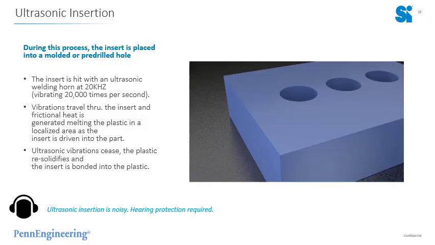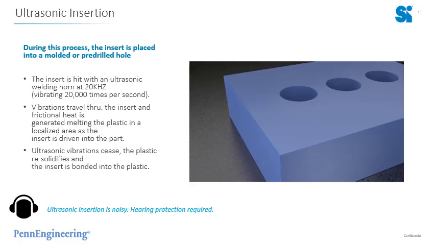Ultrasonic insertion. If you hover your mouse over this animation or this graphic, it will give you the ability to hit play, and you'll be able to see an animation of this process as I speak. So during this process, the insert is placed into molded or pre-drilled holes. Keep in mind, all of these installation processes, barring injection molded, will require a pre-drilled or pre-molded hole to start the process. You can't install an insert into a flat piece of plastic.